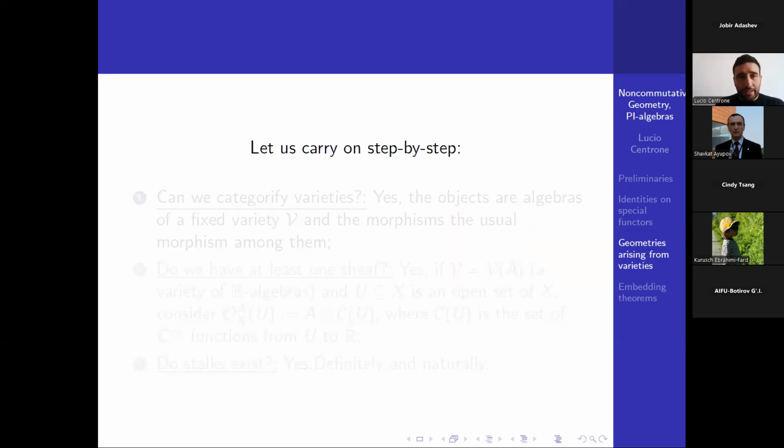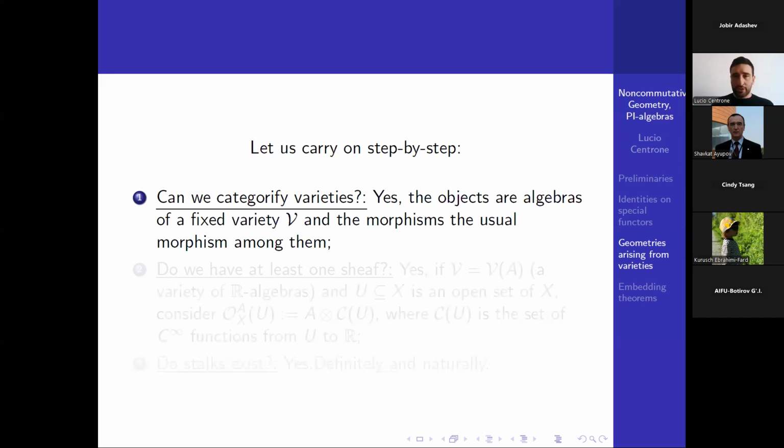So my idea here is going on step by step. First of all, do you remember what varieties are? A variety, I would like to remind you, is simply the set of all algebras satisfying the identities of a fixed algebra. So our first question is, can we categorize varieties? Yes. The objects are simply algebras belonging to our variety, and morphisms are the usual morphisms among them.